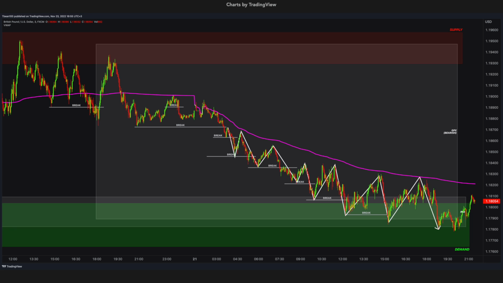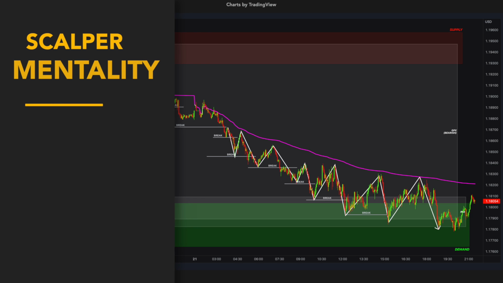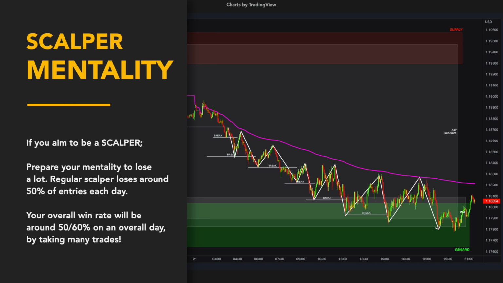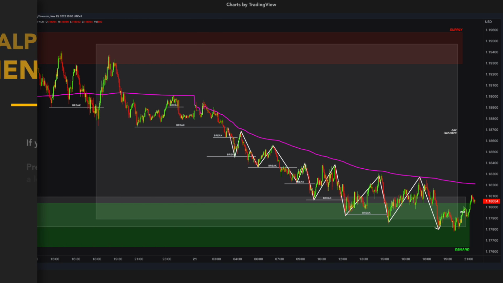Did all of them work? No, not really. I counted around 6-7 breaks that really worked. Some of them never pulled back. This is scalping. If you are into scalping, you have to have an extremely powerful mentality. You are looking for like 50-60% win rates on an overall day. But GPX and VWAP are great guidance for scalpers. You'll have trading boundaries, clear entries, and targets.